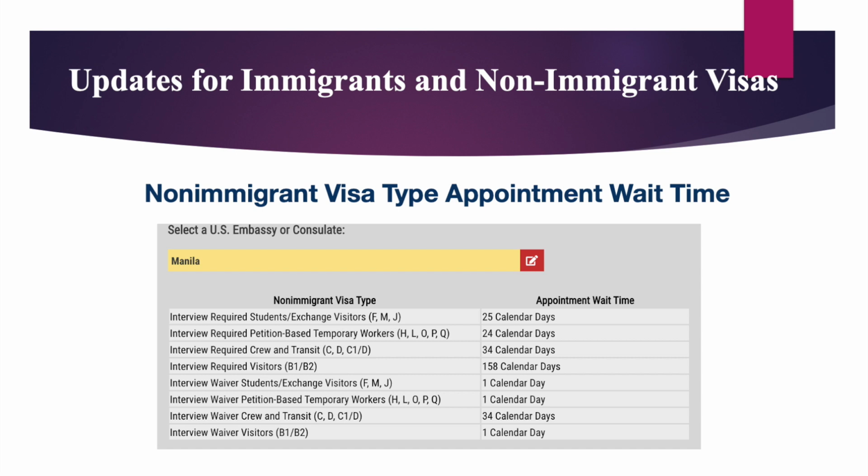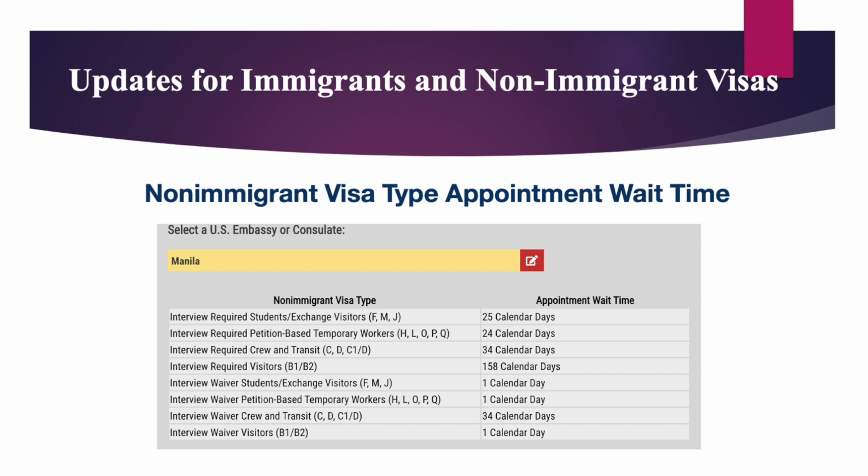We have the tourist visa, guys. I'll show you the calendar. Non-immigrant visa type appointment wait time. For Manila, you can see that as of today, for the B1, B2 or tourist visa, you have to wait for 158 calendar days in order to have your interview. So as of today, guys, the available interview date for the US tourist visa is November of 2023.